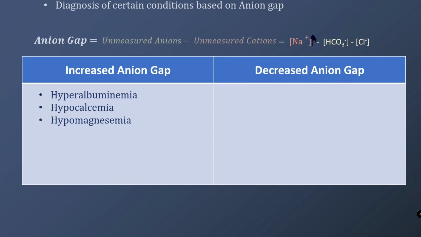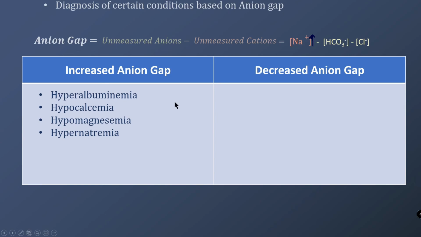It will lead to what? Decrease in anion gap or increase in anion gap? Yeah, increase anion gap. So hypernatremia can lead to increased anion gap. It is very easy to understand, right?